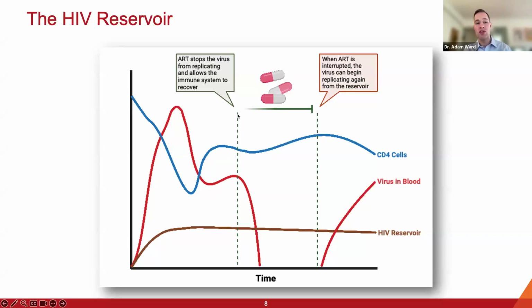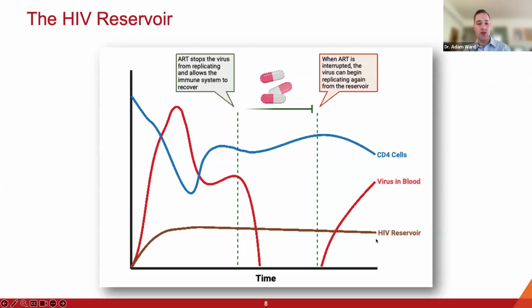And then when someone starts antiretroviral therapy, this stops the virus from replicating and allows the virus to drop to undetectable levels in the blood. And then CD4 cell counts during the course of antiretroviral therapy continue to recover, and other immune health continues to improve. However, if therapy is interrupted, the virus can begin replicating again from the reservoir.